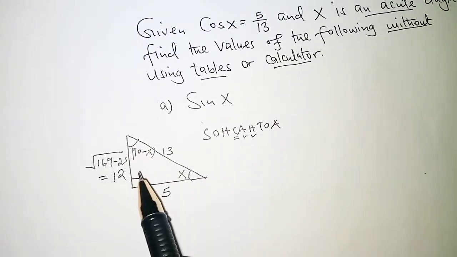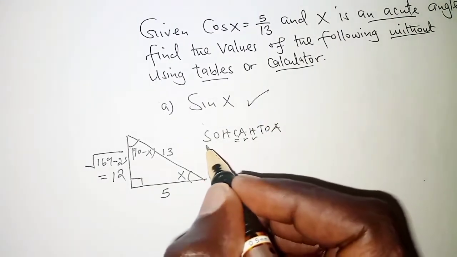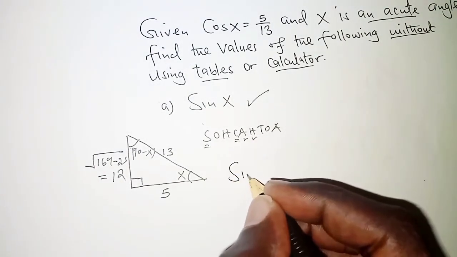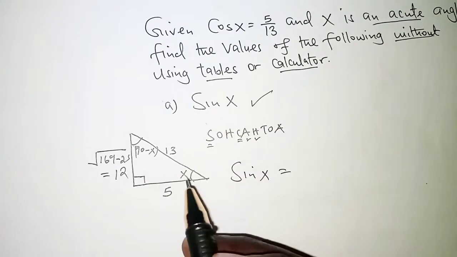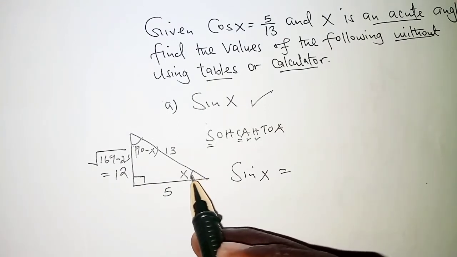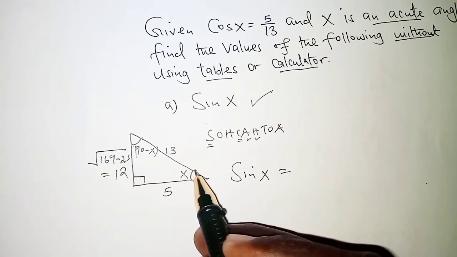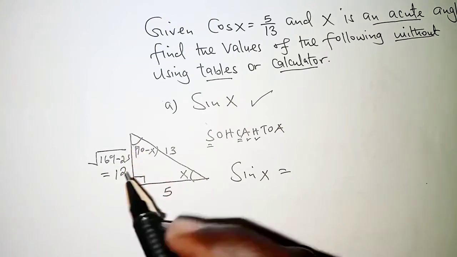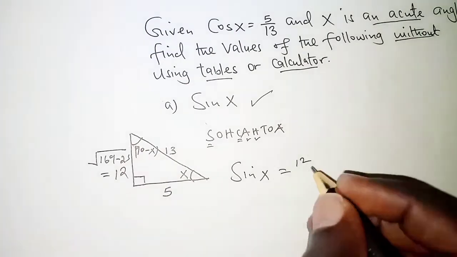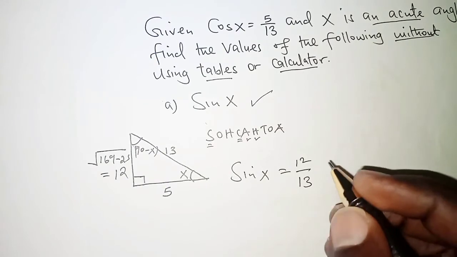So with this side being 12, we can now get sine of x. So sine is opposite over hypotenuse. So sine of x will be, again, we position ourselves at angle x and argue that sine of x is opposite over hypotenuse, and the side which is opposite to angle x is this side, which is 12, and hypotenuse is 13. So we have 12/13, and that is sine x.